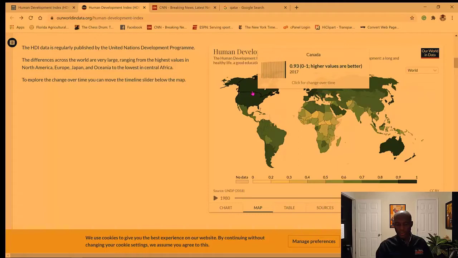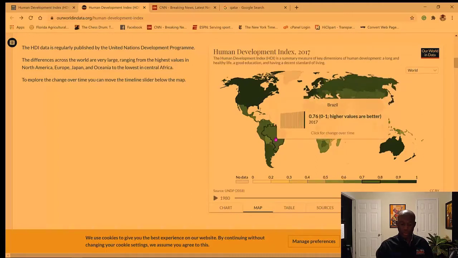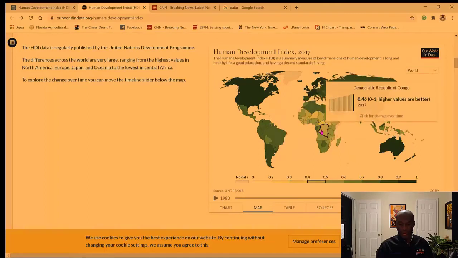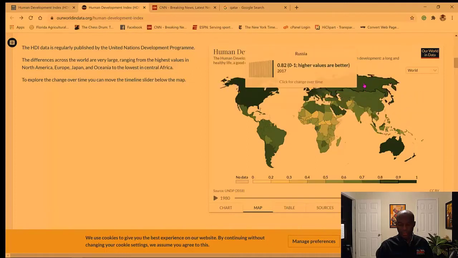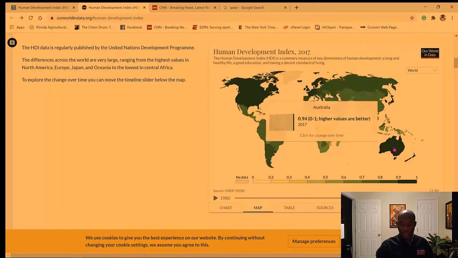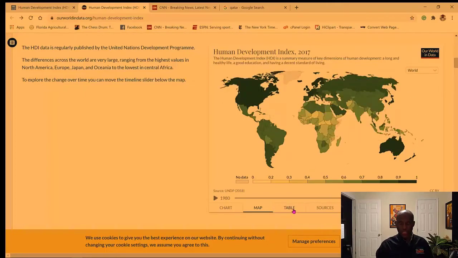So of course the United States and Canada look very good at 0.93, 0.92 for the United States. This is out of 1, 0 to 1. And if you look at some of these other regions, they don't fare so well. Brazil at 0.76. You look at some of the African nations, 0.4, 0.437, 0.37. Russia is 0.82. India is 0.64. Australia is 0.94. So you see how the rankings play out.